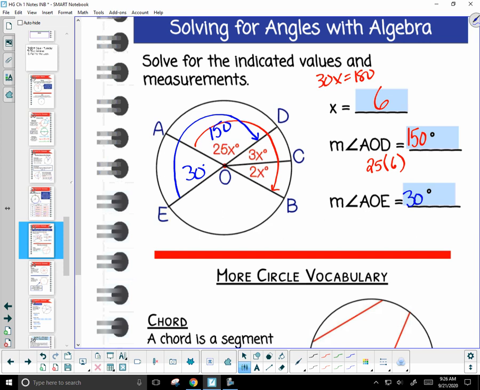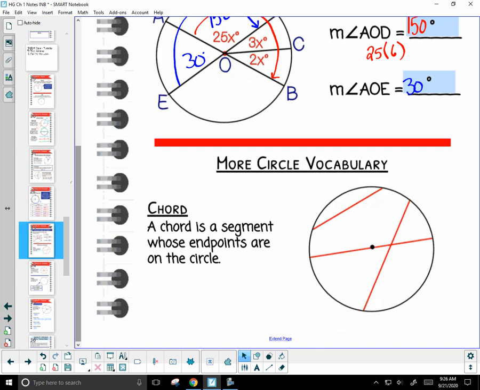All right, I have a few more circle terms to talk about with you. The first one is a chord. So a chord is a segment whose endpoints lie on the circle. Okay, so it's just a segment inside of a circle. The endpoints lie on the circle. When we say on the circle, we're referring to the black line that makes the circle.